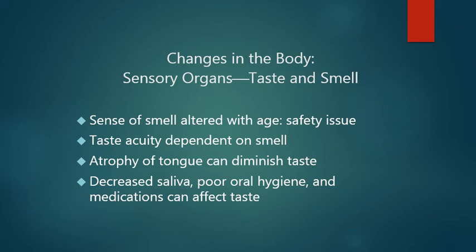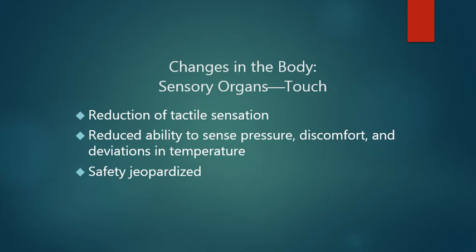There's a sense of smell that is altered with age that becomes a safety issue, a taste acuity, atrophy of the tongue, which can diminish taste, decreased saliva, poor oral hygiene, and medications may make them have a metallic taste in their mouth. But all these sensory issues, again, are normal changes that they will experience as they move into their 60s, 70s, and 80s.